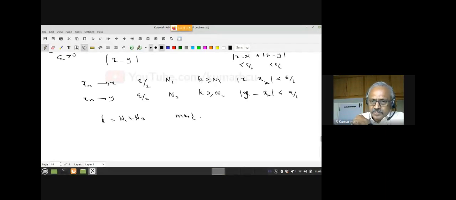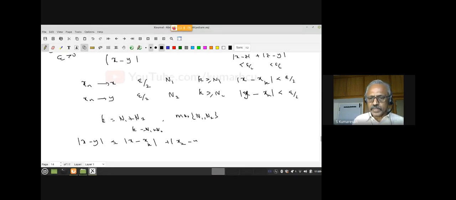Students always like this, teachers also always say that, one of those things. If k is n1 plus n2, then k is greater than n1, therefore mod x minus xk will be less than epsilon by 2. Similarly, mod y minus xk will be less than epsilon by 2. Therefore mod x minus y is less than or equal to mod x minus xk, where k equal to n1 plus n2, plus mod xk minus y, but each of them is less than epsilon by 2.